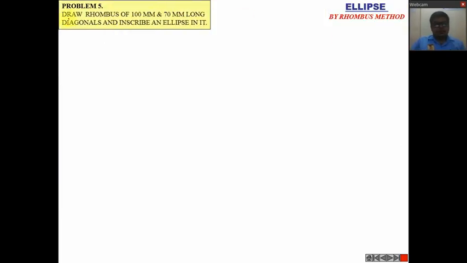Our next method is, again, to draw an ellipse but with the use of the rhombus method. This rhombus method will be useful in isometric projection, which is the last topic of our subject. So let us go through the data. Draw a rhombus of 100 mm and 70 mm long diagonals and inscribe an ellipse in it.